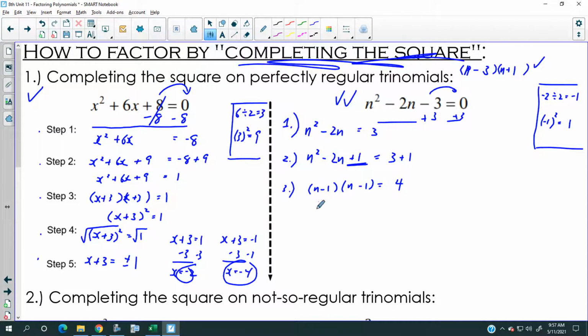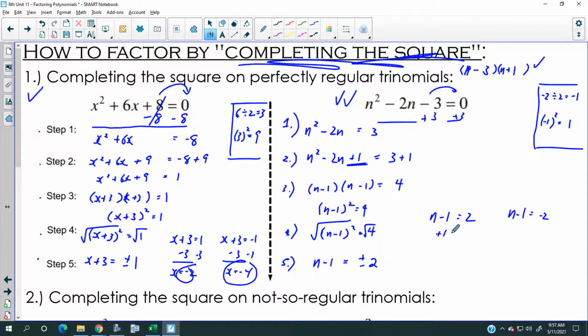What's another way to write that? N minus 1 squared equals 4, right? Next step, I'm going to bring that down just so that I can take the square root of both sides, right? Square root, and then I'm just left with n minus 1 on the left side and then plus or minus 2, and now I solve the equation. So n minus 1 equals 2, n minus 1 equals negative 2, plus 1, plus 1, n equals 3, plus 1, plus 1, n equals negative 1.